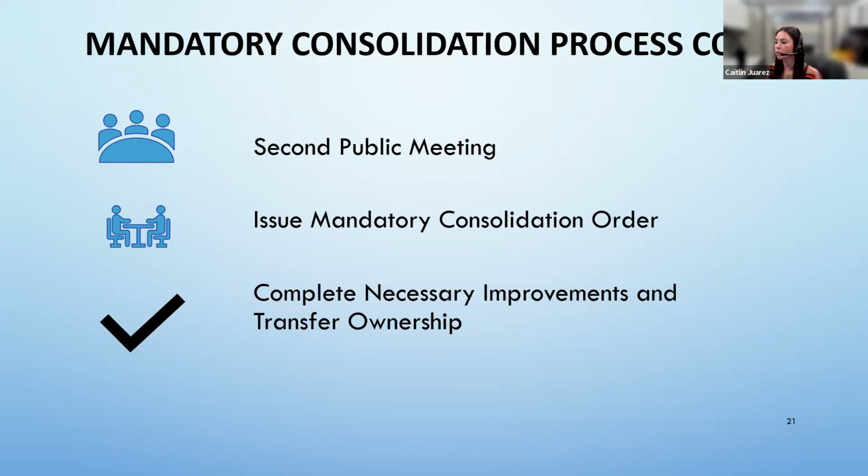It should just be noted that this could take a year or longer. The fast track is really 1 year to get all of this done, and that's just before the order is issued. That's why we really encourage voluntary consolidation, and if we have to, this is kind of our last resort.